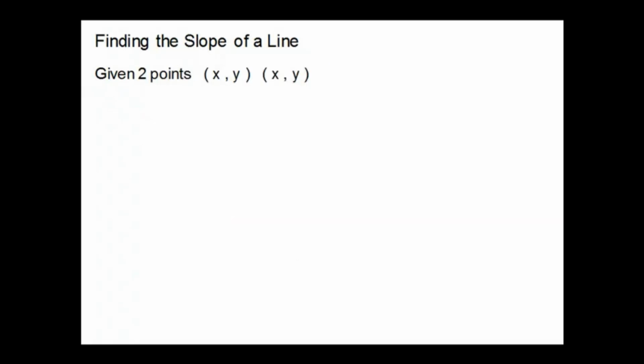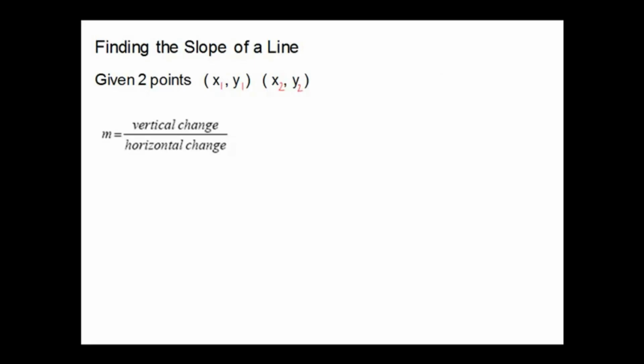Next, we'll look at finding the slope of the line given 2 points. Each point gets an x and a y, but we would like to tell those apart. So we'll label them with subscripts. We'll call this one point 1, and we'll label it with x1, y1, and we'll label the other one x2, y2.